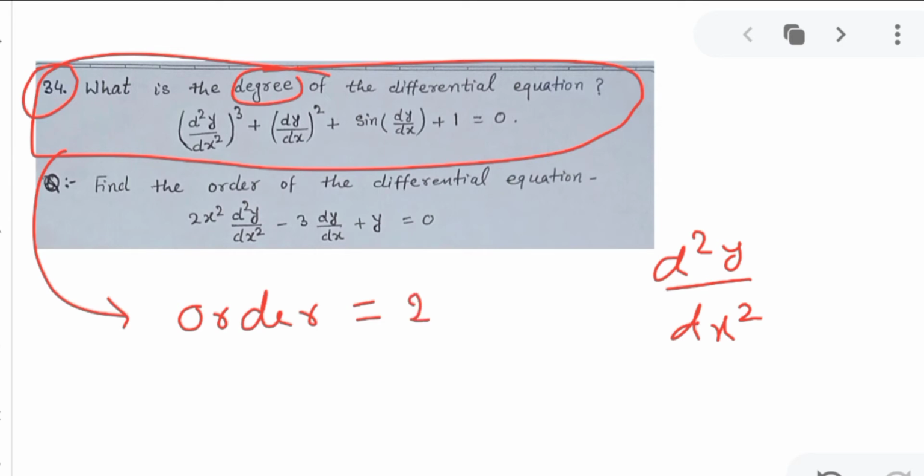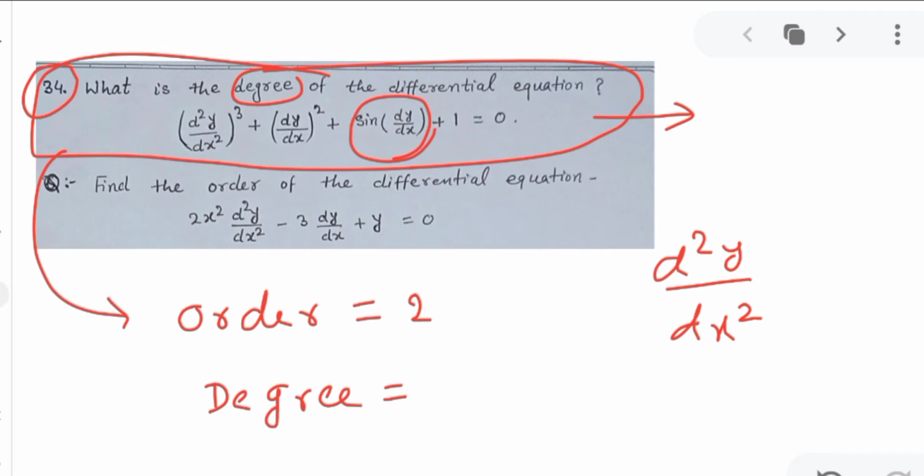And what will be the degree? Degree will be the highest power of the highest order term in a polynomial. So first you have to check the polynomial. When you check, this is not a polynomial because it consists of sin of dy upon dx.